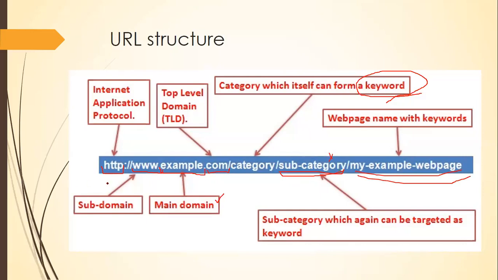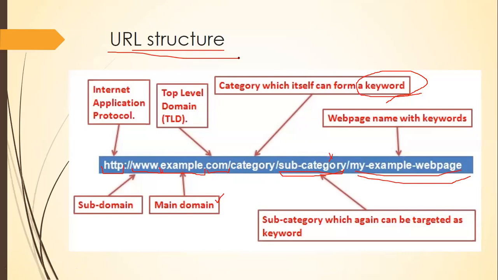So this is how a normal URL structure would be. You would have a protocol, then a main domain, which you call the domain name, and then the TLD, and then you will have the main category, the subcategory, and the web pages. This is how a normal URL structure looks.